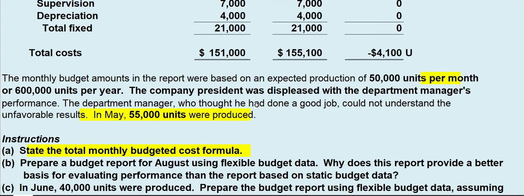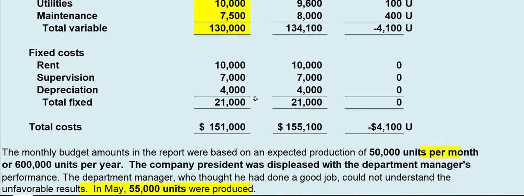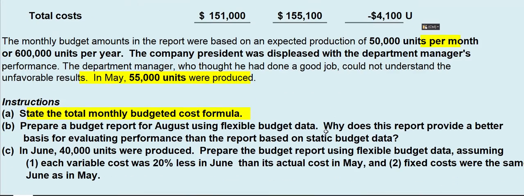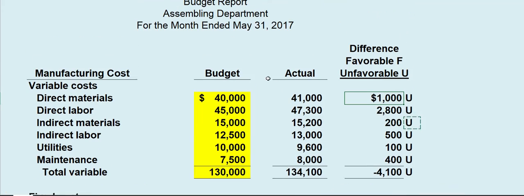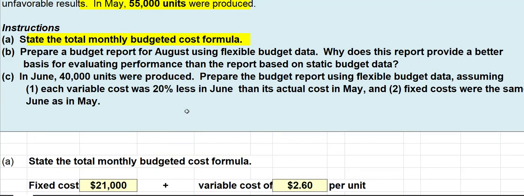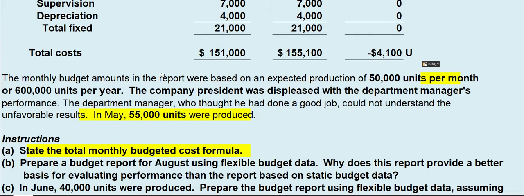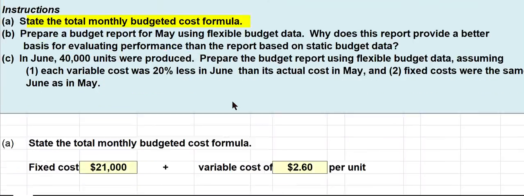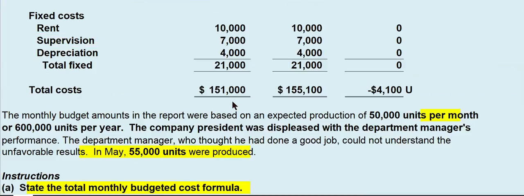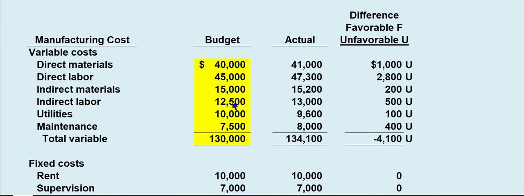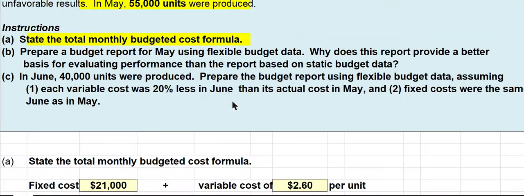50,000 units. And so in order for us to compare apples with apples, we need to have a budget that is based on the 55,000 units as opposed to the 50,000 units. And so one of the things we're asked to do is to prepare a budget report, so we're going to use the data for May in order to prepare a flexible budget for comparison.